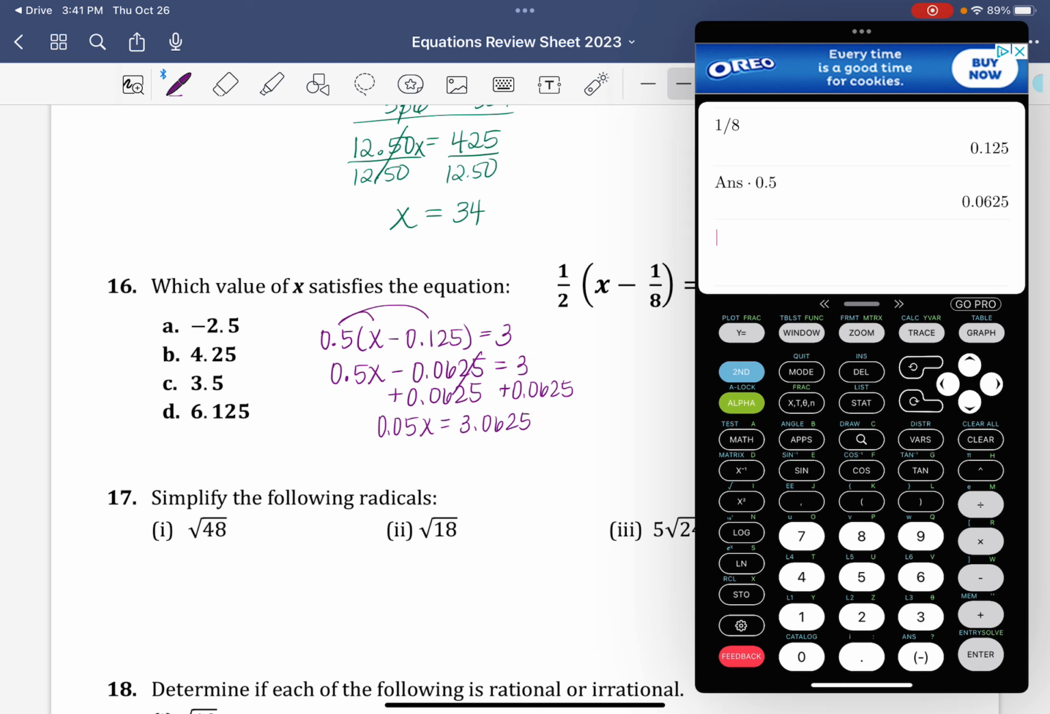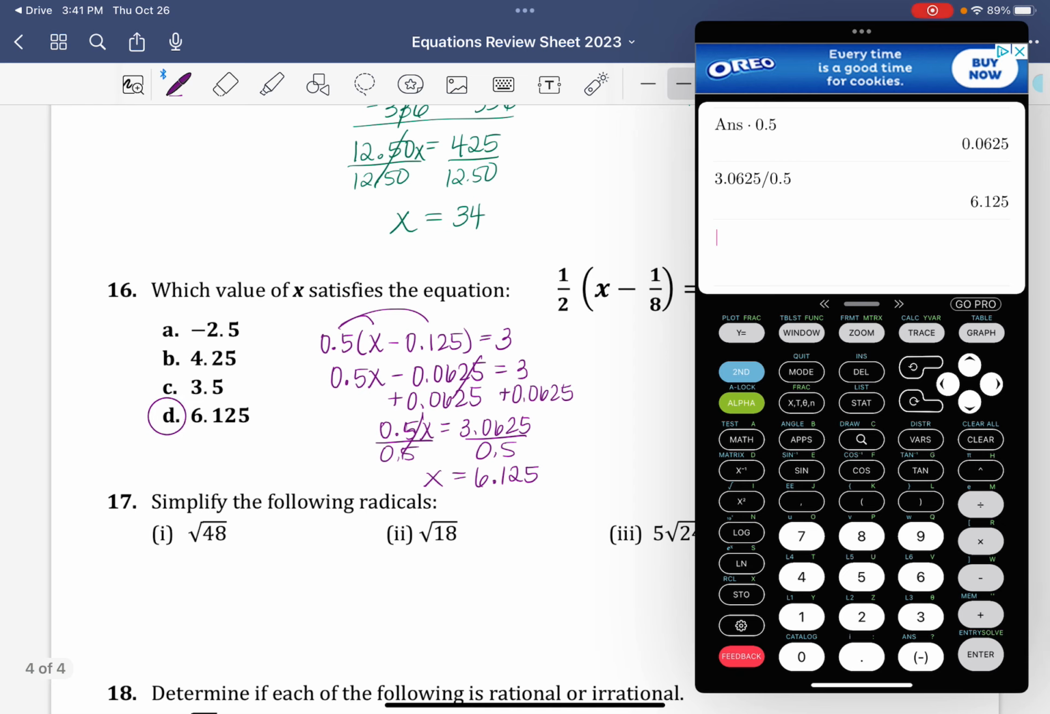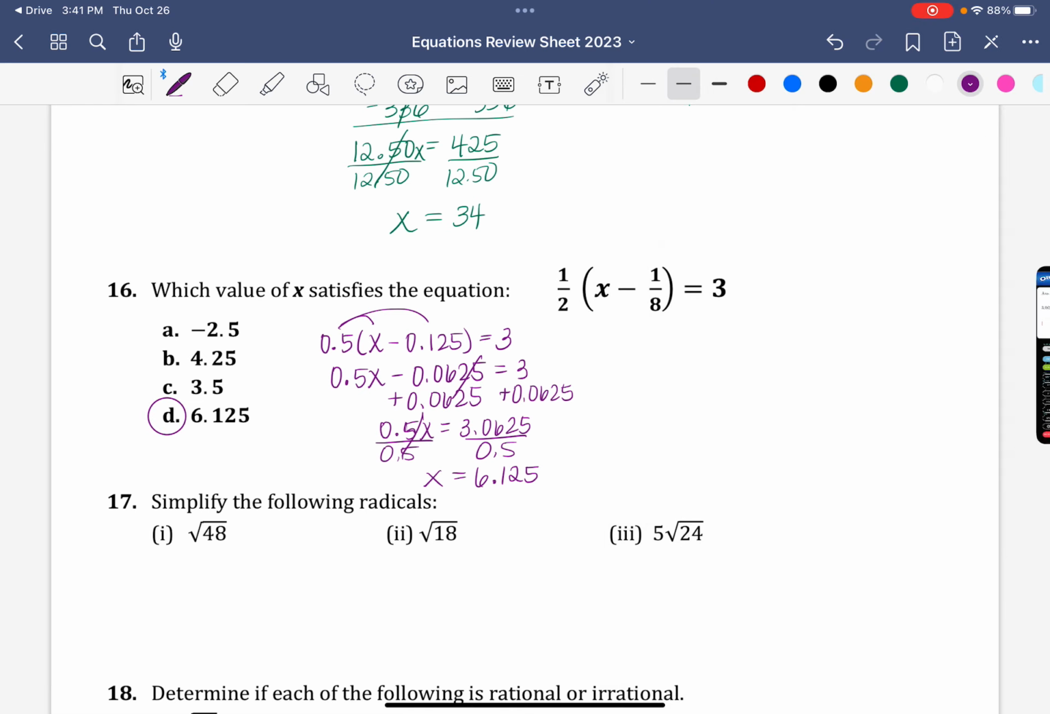And then my last, whoops, I got an extra 0 in there, 0.5. Okay, so now if we divide by 0.5, you get 6.125. So that's a way of doing it, just dealing with decimals the whole time, because 1/2 and 1/8 are not repeating decimals, so that works.